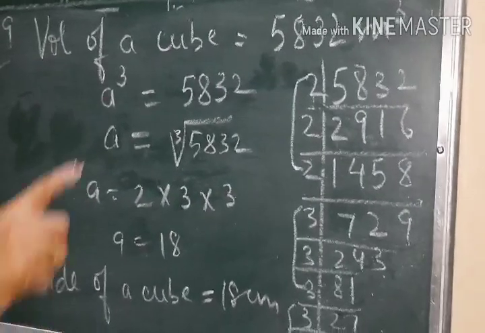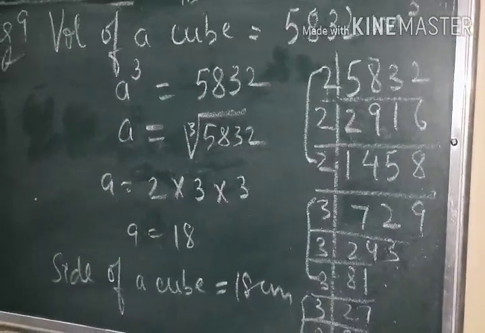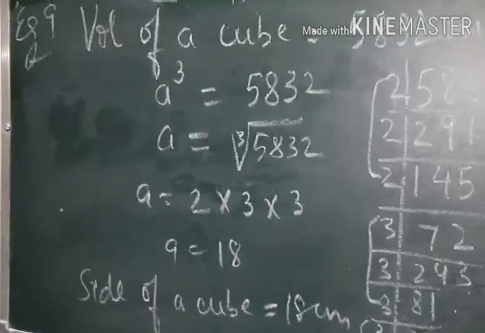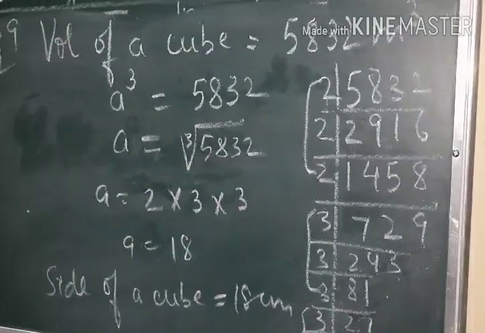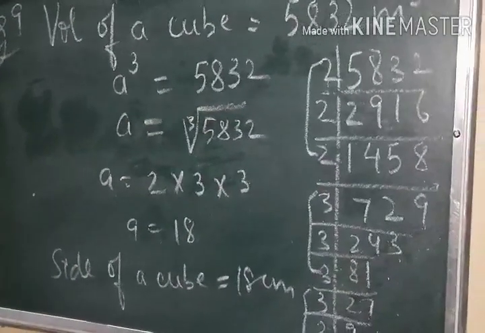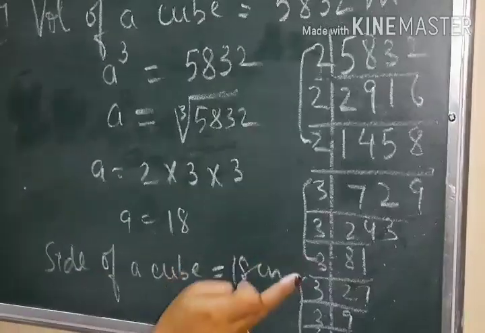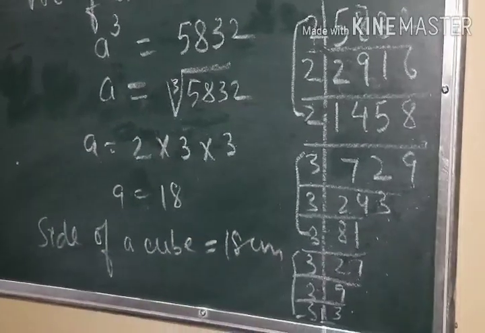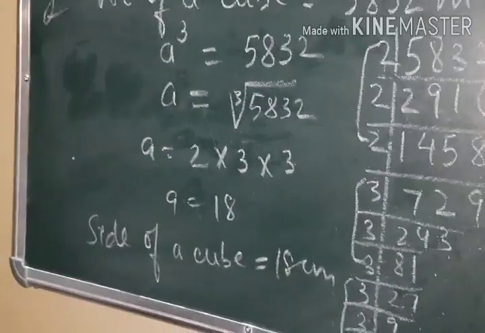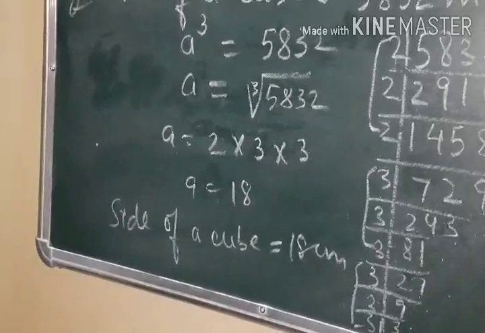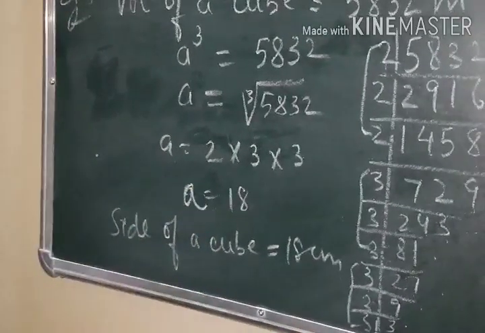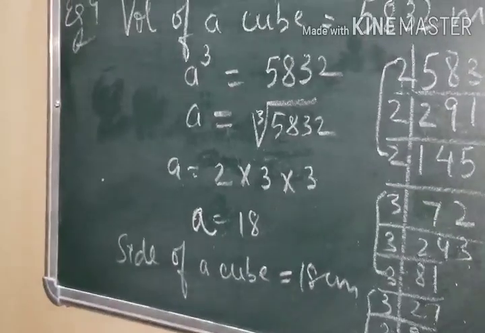Now as there is a cube, to remove this cube we have to shift it to the other side and it will become cube root. So we have to find the cube root of 5832. Do its prime factorization. You can see that there are 3 groups. One of 2, one of 3 and another is also of 3. So we have written it as 2 into 3 into 3 and the cube root is removed. Right? So when you multiply it, A is 18. So the side of a cube is 18 centimeters. Right? This was example number 9.